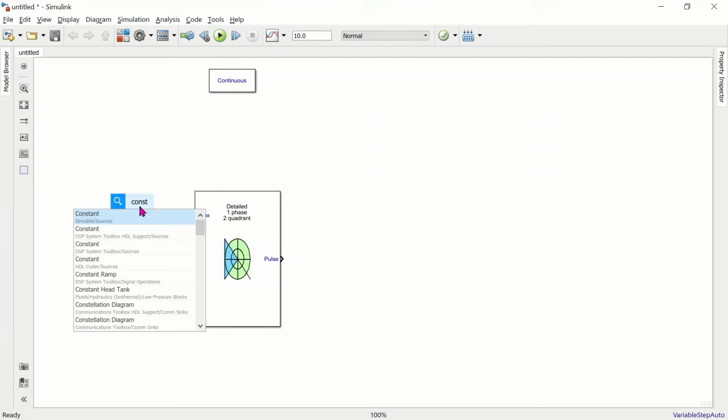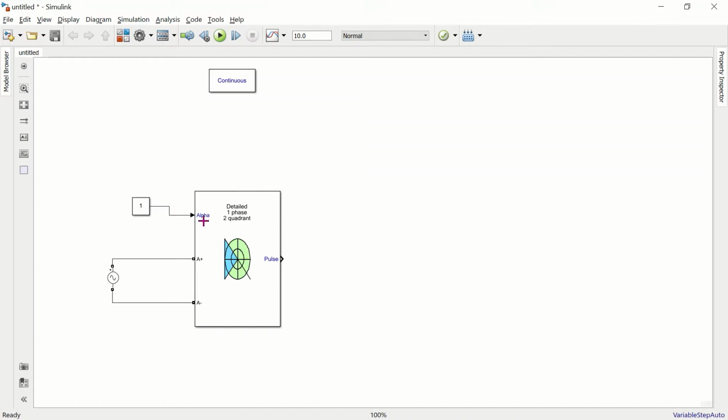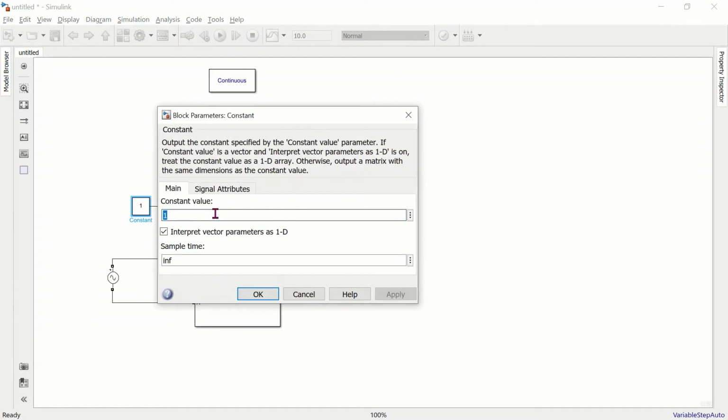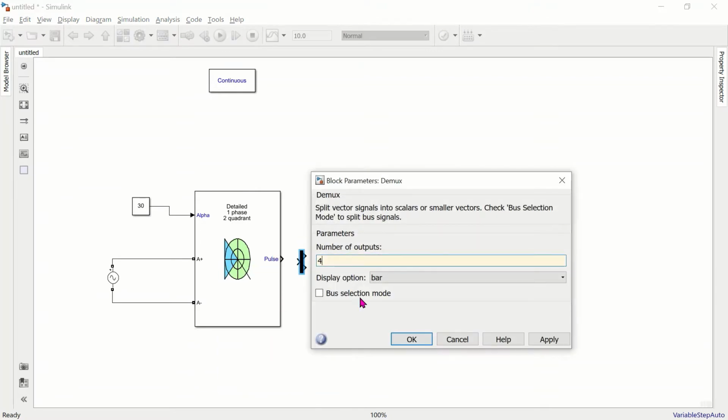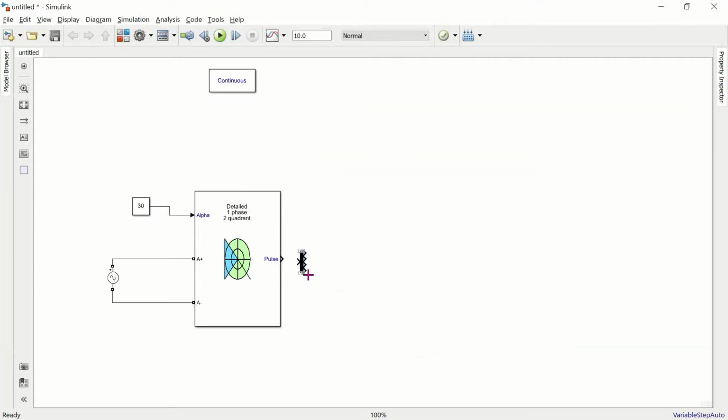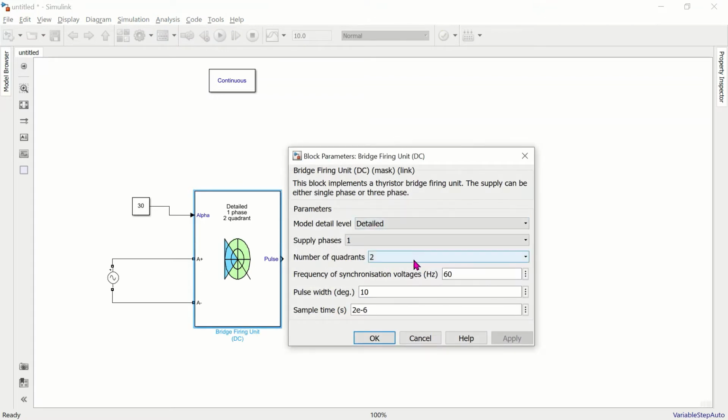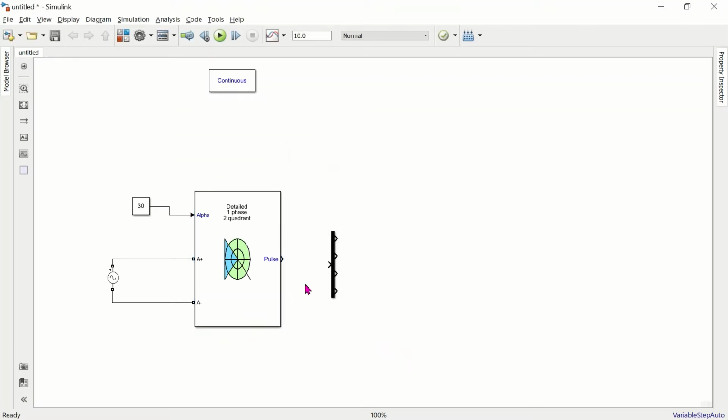Here I am going to choose a constant. I can keep the firing angle at different values from 0 to 180 degrees. Here I can connect my Demux and visualize the output of my firing unit. It produces 4 firing pulses. I'm going to operate in the number of quadrants, 2 quadrant, frequency 50 hertz. It is a single phase supply. Give OK.